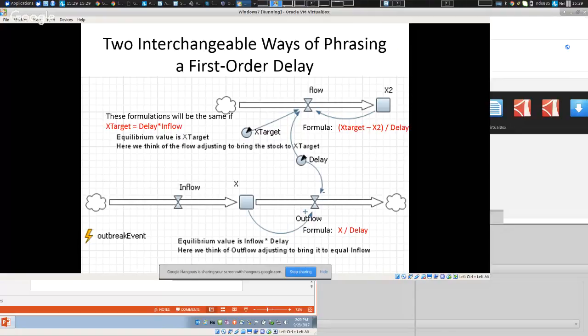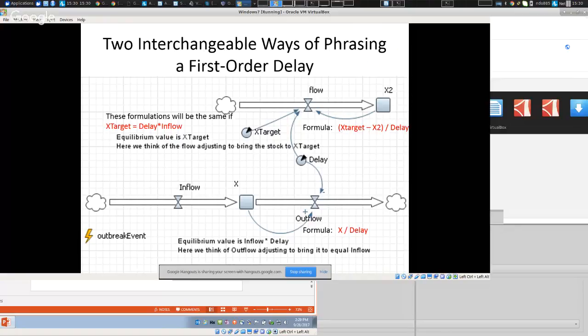Now, the bottom way, I emphasized what the system wants to seek. Same system, just rephrased mathematically. The system here wants to make the outflow equal to the inflow. That's its balance. That's where it's seeking. The top one, the system wants to make X2 be the same as target, and it adjusts the outflow accordingly.